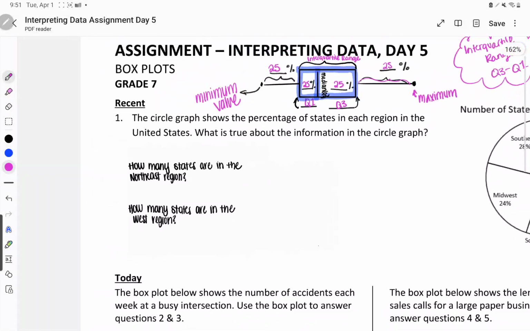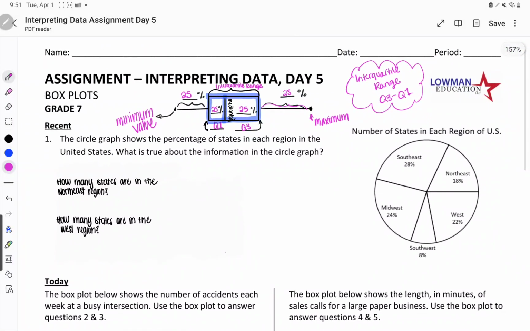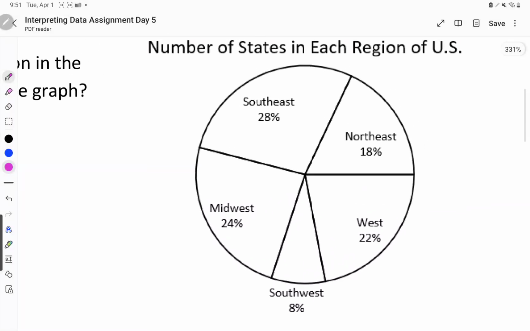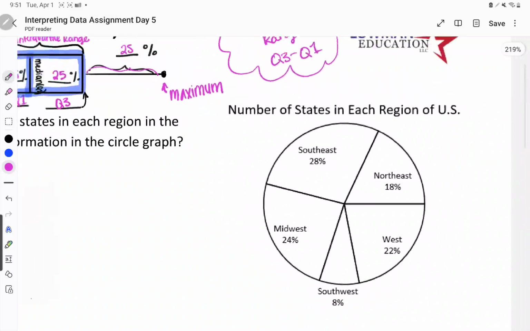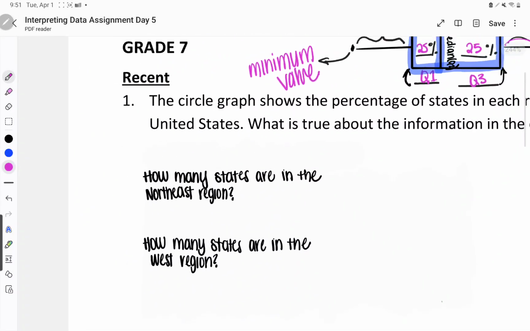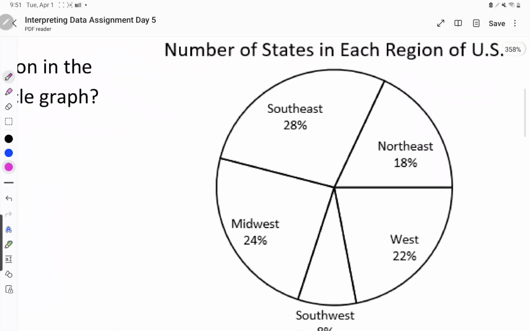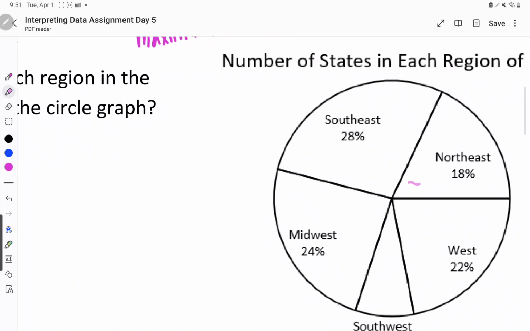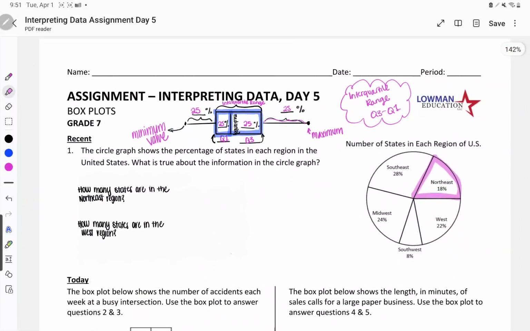Okay. Well, first, it starts by showing us a circle graph. It says the circle graph shows the percentage of states in each region in the United States. What is true information about the circle graph? So if we look over here, we've got 28% of the country is southeast, so you got 24% of is Midwest, and so on and so forth. So this question right here says, how many states are in the Northeast region? Well, what do we know about the Northeast region? We know that the Northeast region is composed of 18%.